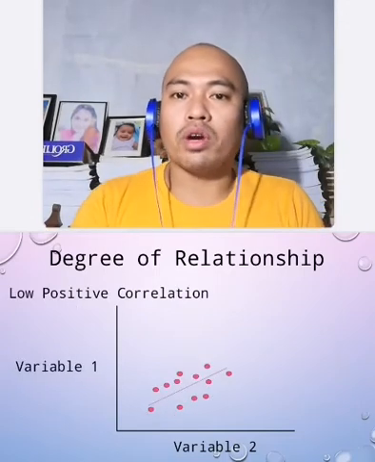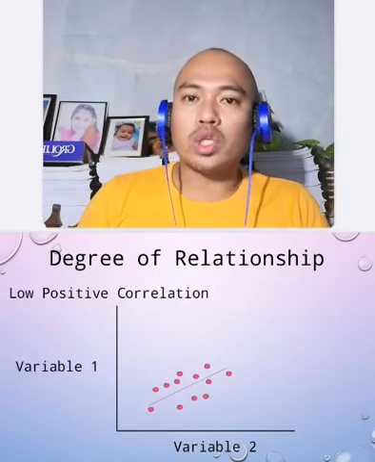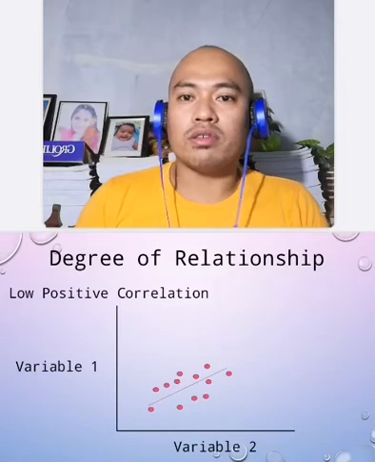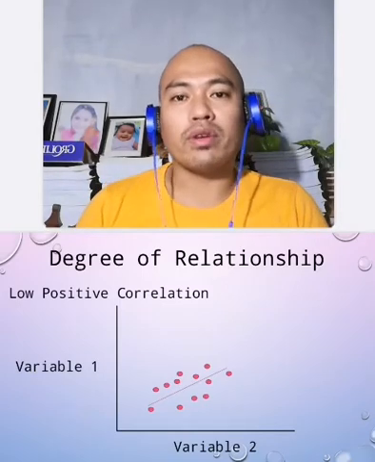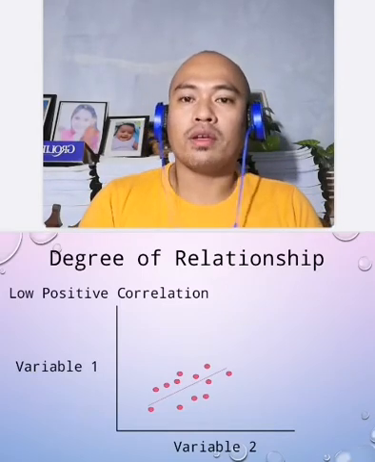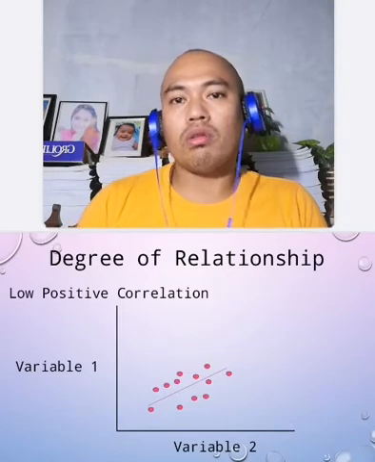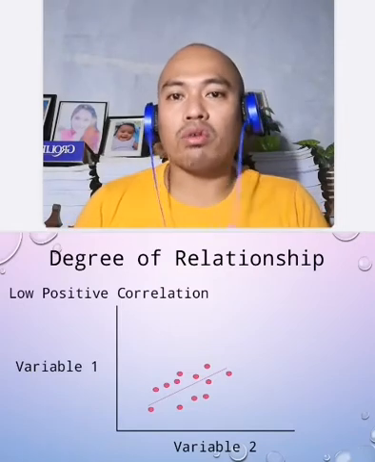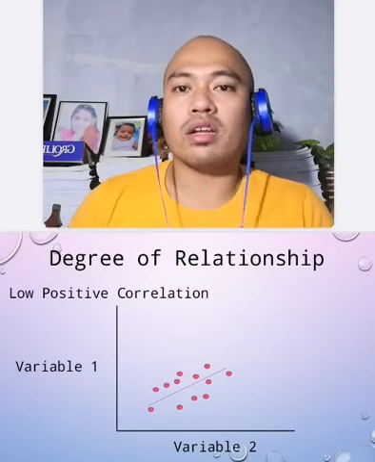For the next one, it is lower than the moderate positive. It is still positive, however, it is a low correlation. So almost all of the points are not seen exactly on that line.